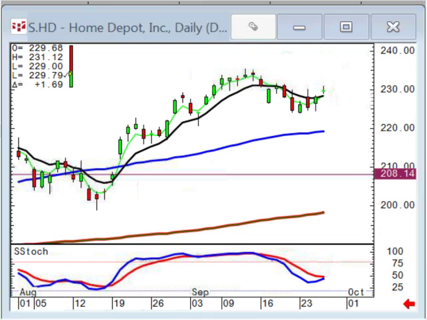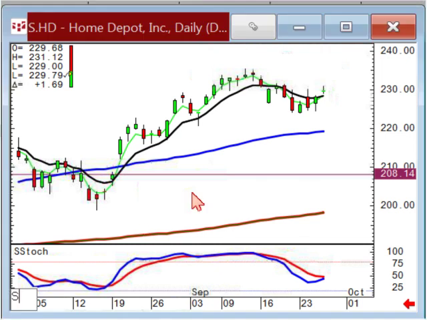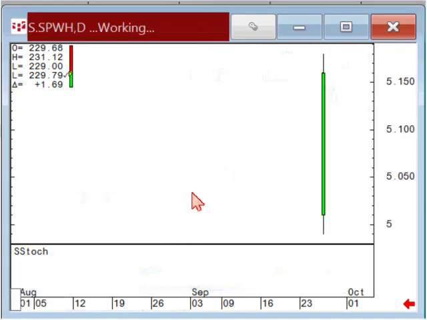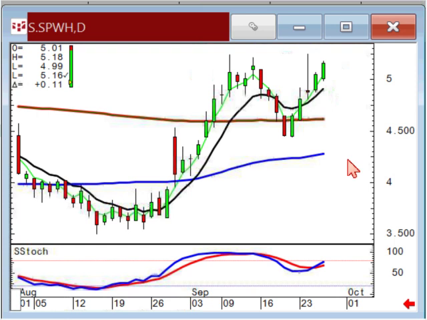SPWH, there's your J-hook pattern. Look at your bullish engulfing. There's your bullish confirmation. There's your doji sandwich. There's your breakout level. So if this opens positive tomorrow, what do we expect for a continued uptrend? Wave 1, wave 3.